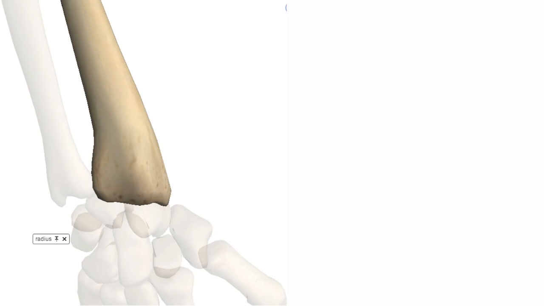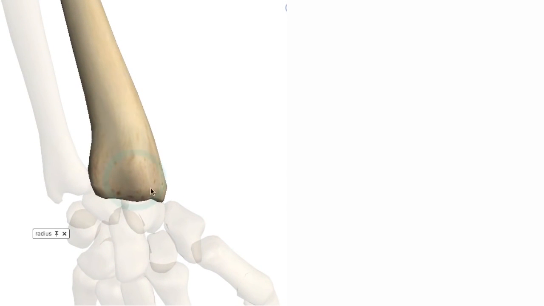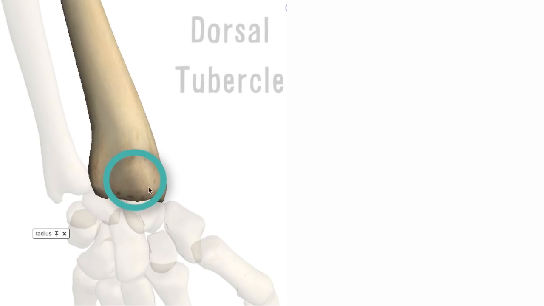Now if I clear this out and move a little bit, you will notice a structure or an elevation around here, and this is known as the dorsal tubercle. This is a bony ridge found just right next to the third groove, and it's usually palpable. You can actually palpate this on your body. You can go ahead and try it now.